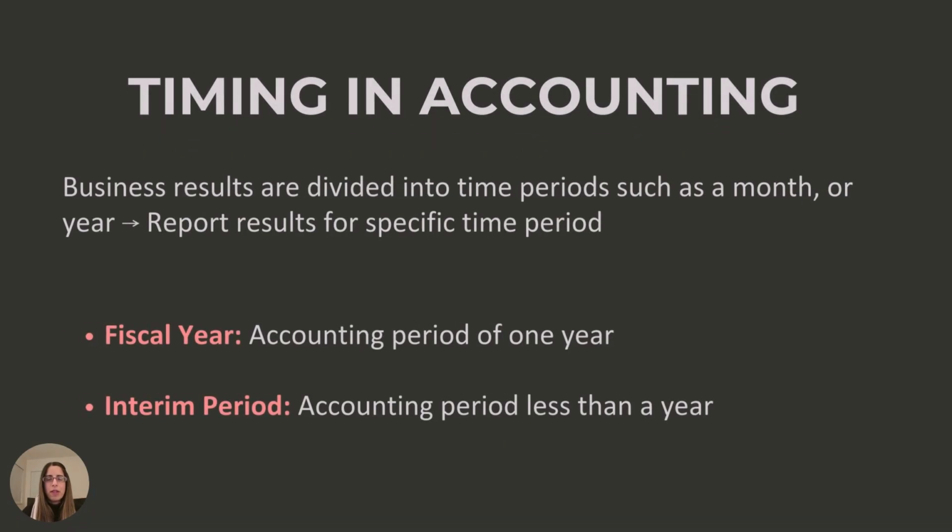So timing in accounting is very critical because business results are divided into specific time periods, such as a month or a year, and we report results for that specific time period. So we use the term fiscal year to represent an accounting period of 1 year, and interim periods are those accounting periods less than a year.